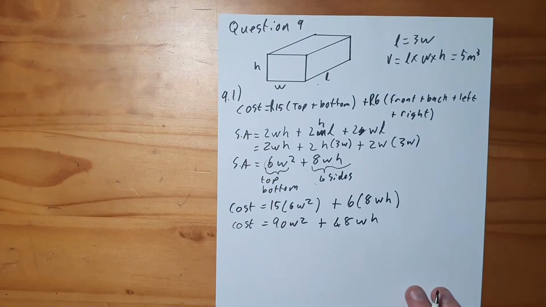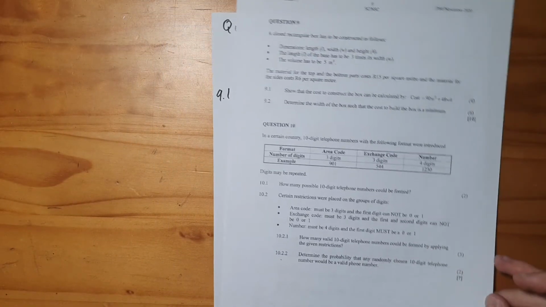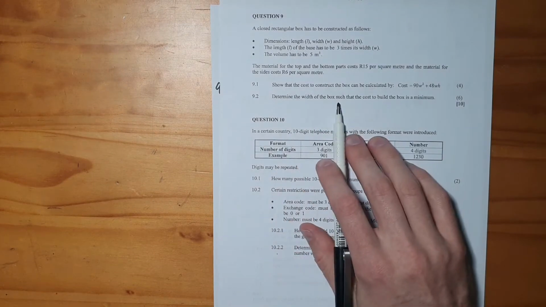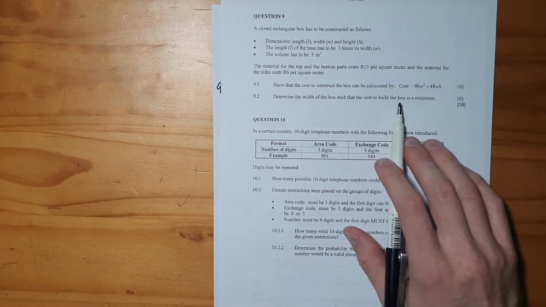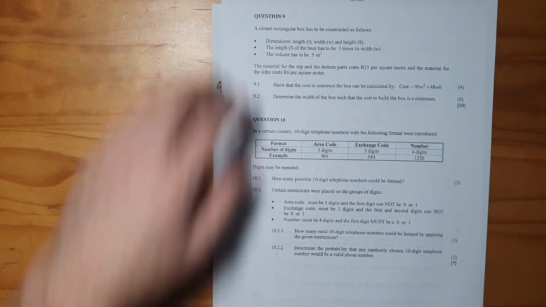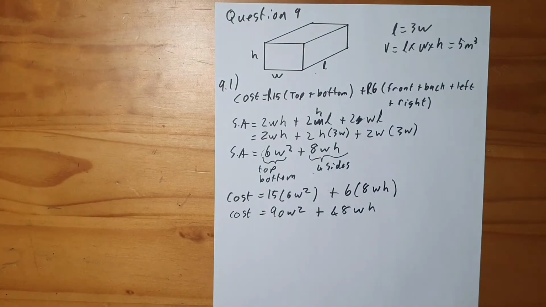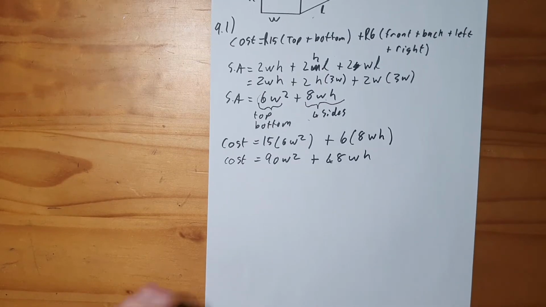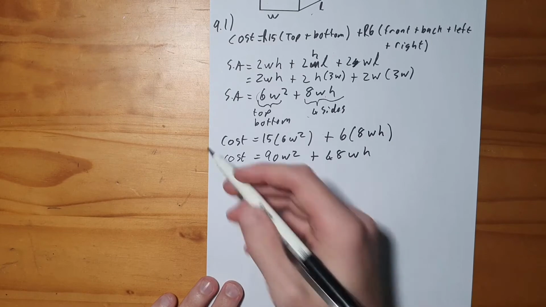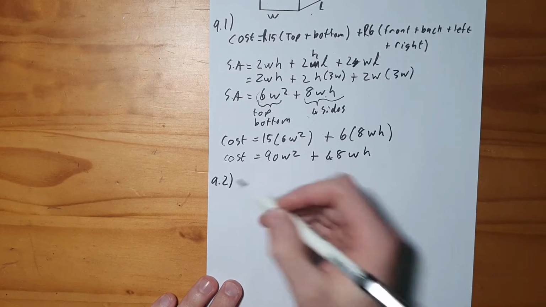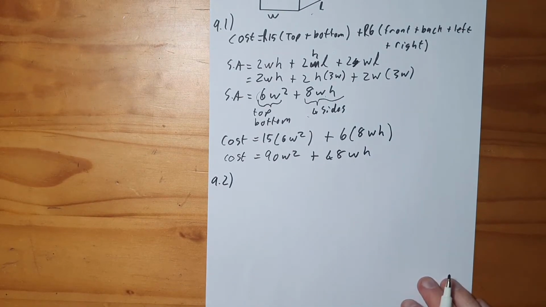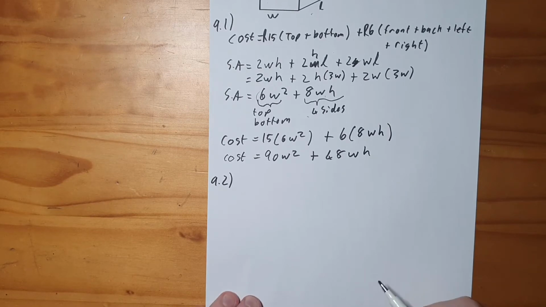Okay, now 9.2 asks you, determine the width of the box such that the cost of build of the box is minimized. Okay, so when we want to minimize something, we're going to introduce calculus into this. So 9.2. Now from calculus we know if we want to minimize a function, or find the minimum of the function, we need to find its derivative where it's equal to 0.